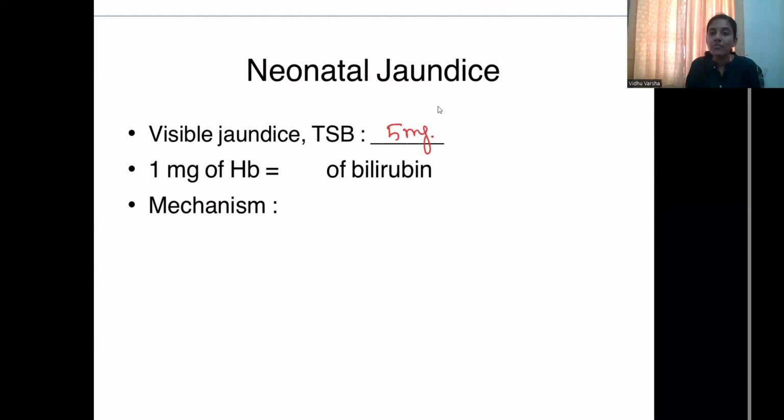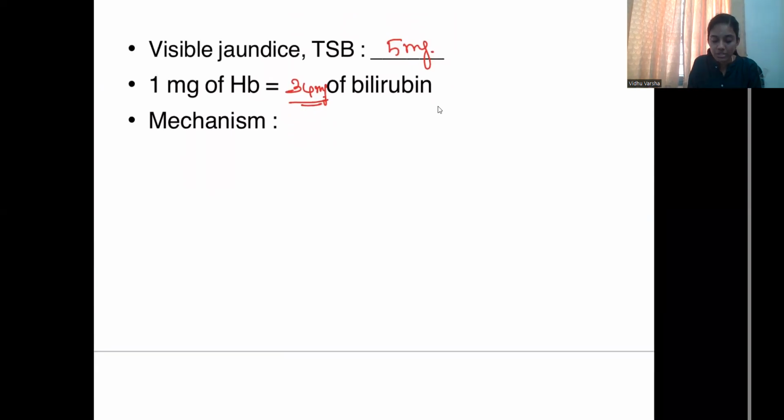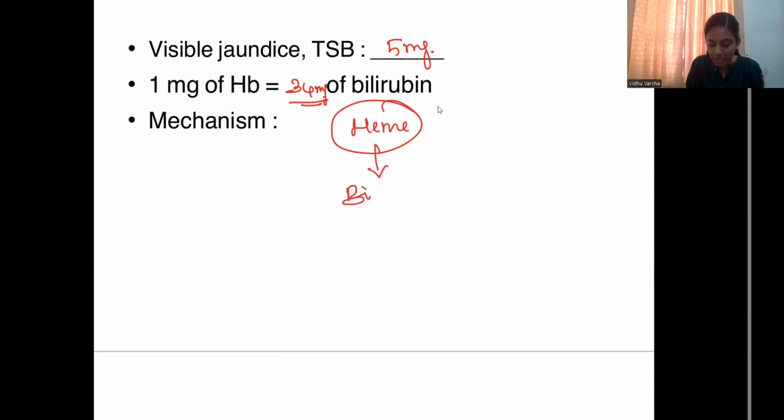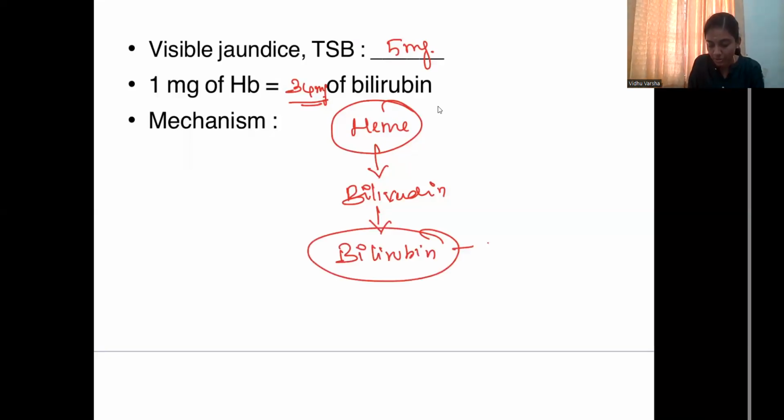1 gram of Hb will give you 34 milligram of bilirubin. How is this bilirubin being produced? It is produced from heme. From heme, it is converted into biliverdin, and from biliverdin, it is converted into bilirubin. This bilirubin is your unconjugated bilirubin. This unconjugated bilirubin is water insoluble. It is soluble only in lipid.